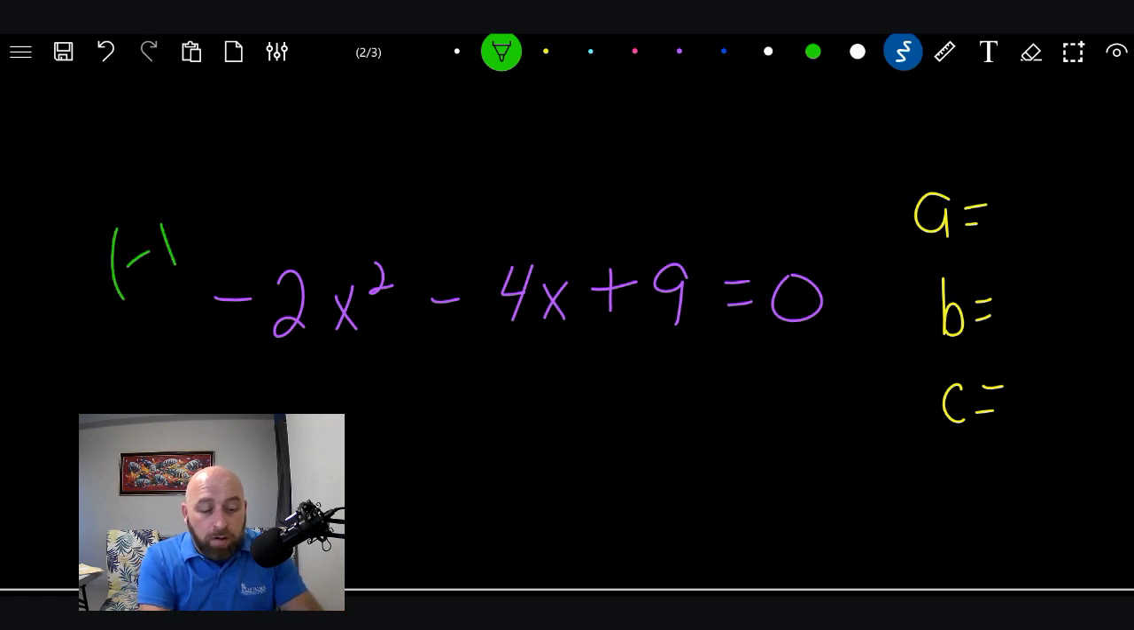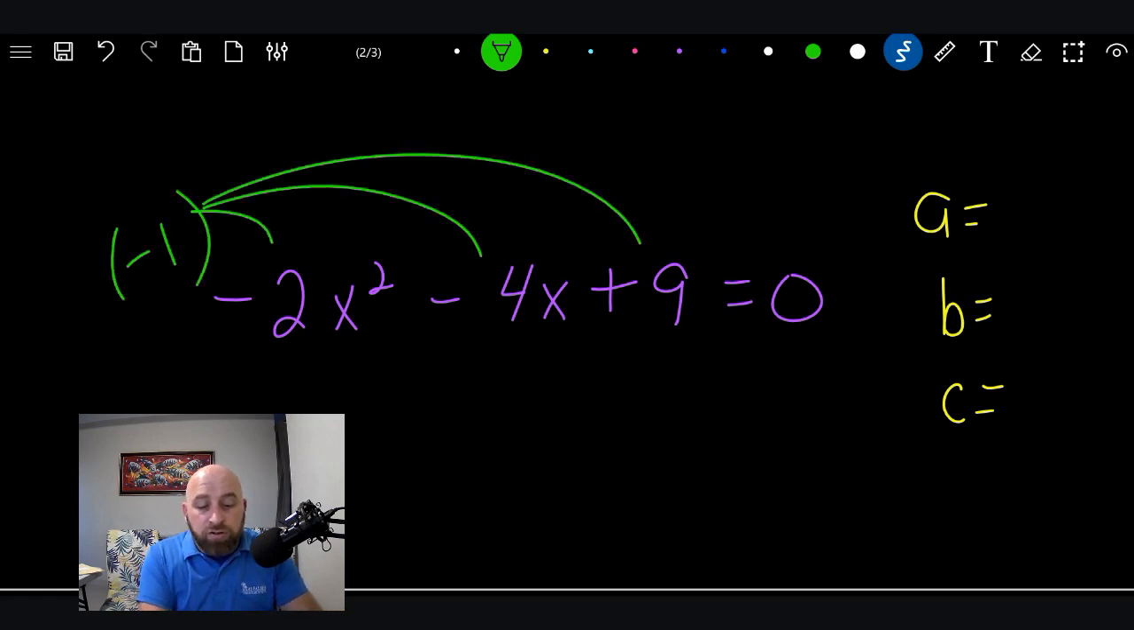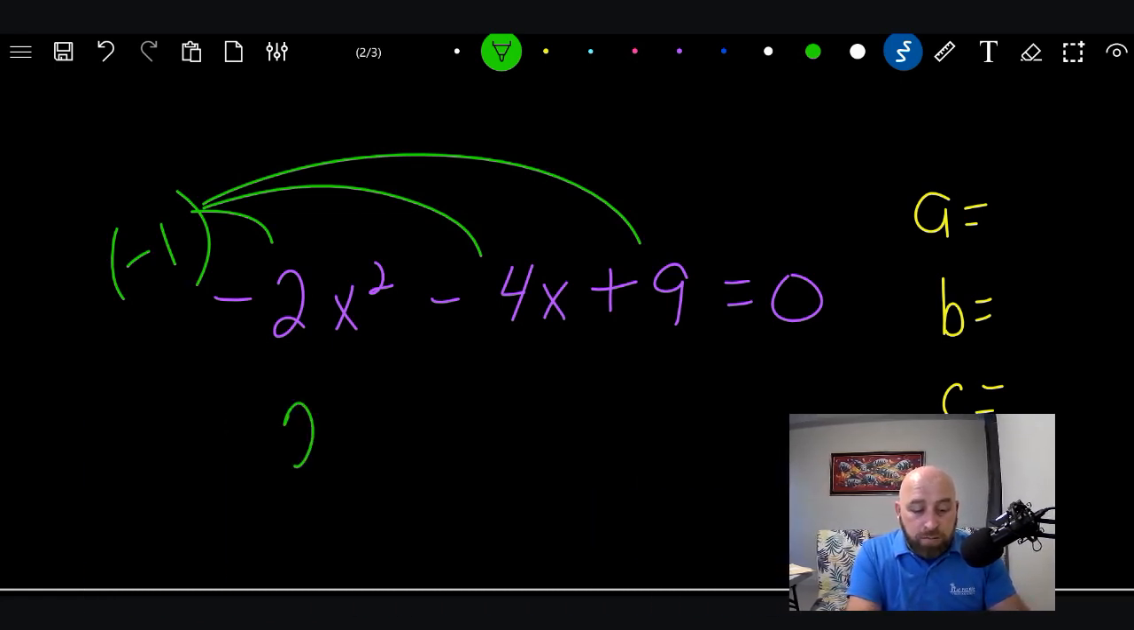We have to multiply by negative 1. We have to distribute a negative 1 all the way through this. So what happens? Negative 1 times negative 2 equals positive 2. I'm just going to write the coefficients. I won't write the whole thing.